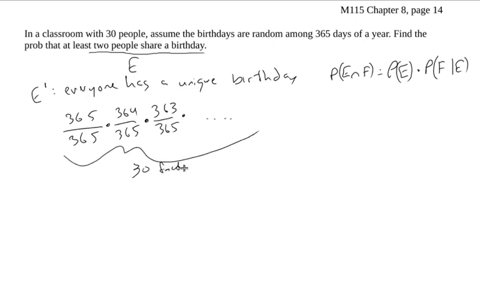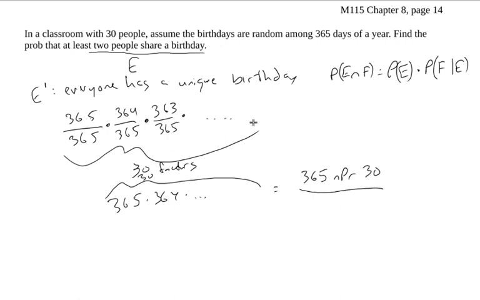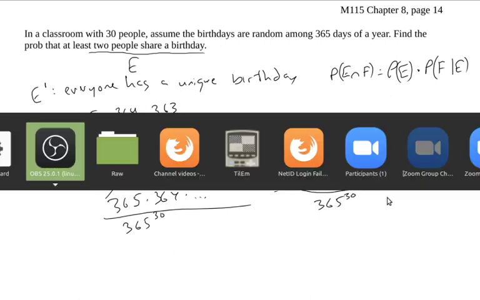Now, a shorthand way of doing this: you'll notice the top parts are decreasing by 1 each, and there's going to be 30 of them. Well, 365 times 364 times, and so on, 30 of them. This is exactly what permutations do. So this would be 365 permute, nPr, 30. As far as the bottom is concerned, there's 30 of those, and this is much easier to compute. This is just 365 to the 30th. So 365 permute 30 over 365 to the 30th will give us the probability we're looking for.